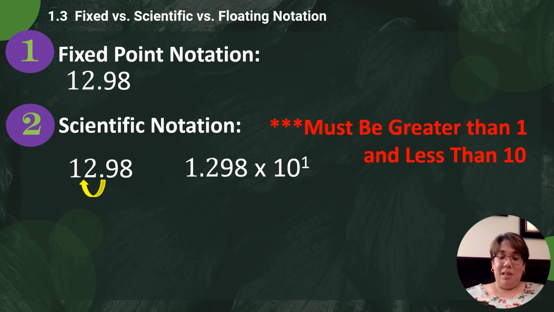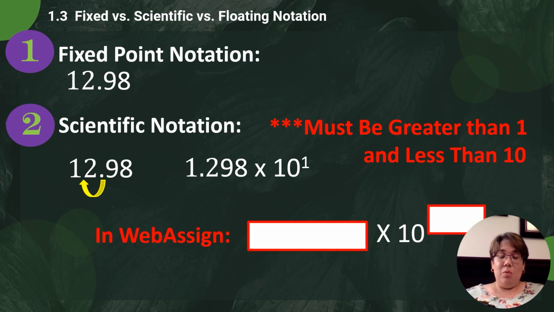Okay? Now the last thing that you need to know is how do you actually input this in WebAssign. In WebAssign, the answer box looks like this. They're going to want you to type into these boxes. So you would type in 1.298 into that first box, and then times 10, and in that second box, you're going to type in a 1. So that's exactly how you type your answer in, and that's like the other half of the battle of doing your homework. A lot of people get tripped up on how you actually put your answer in.